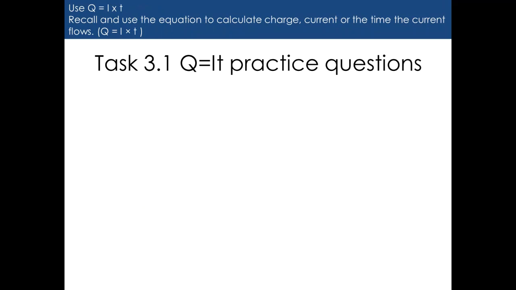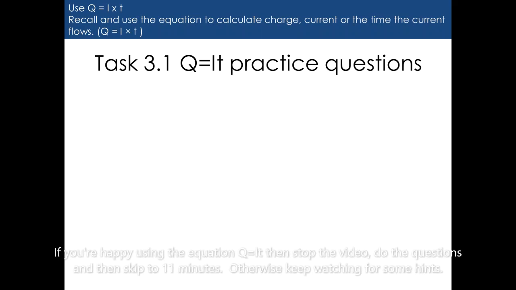So the first task that you've got is to do some practice questions in task 3.1. I'm going to run through the first couple of these. If you're happy doing these, then you can skip this bit, but you do want to come back to the video because there's some more explanation later on. If you're not happy, then watch as I work through these questions.